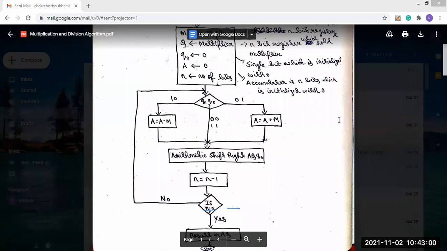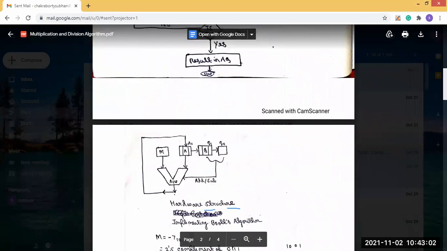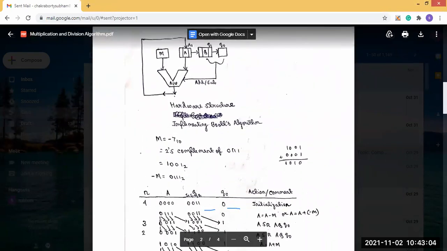Now we will take our example and see how it can be done using this flowchart. So what is our value? Minus 7 into plus 3.